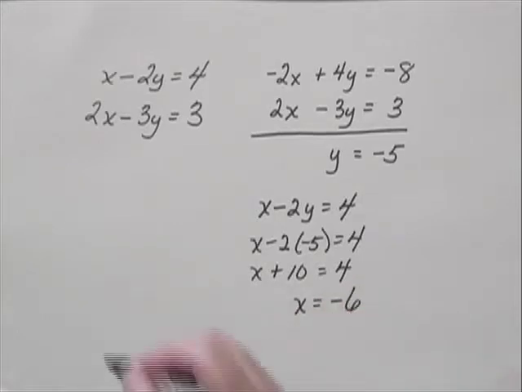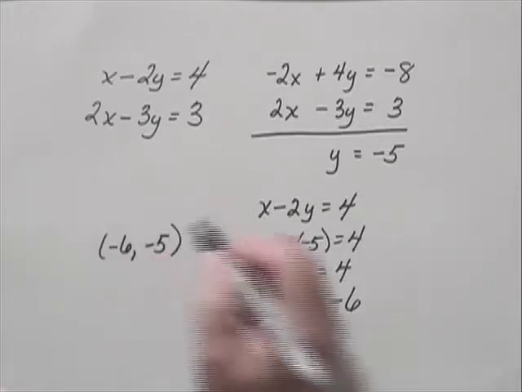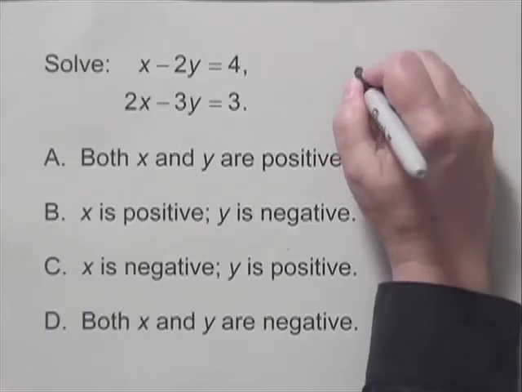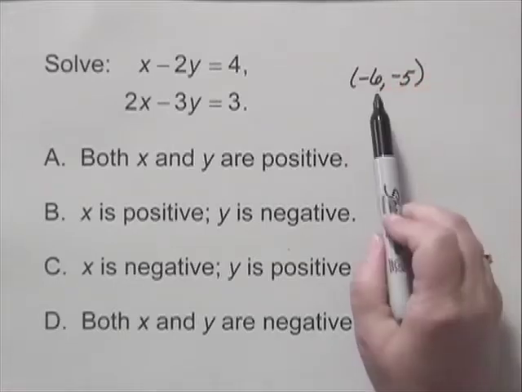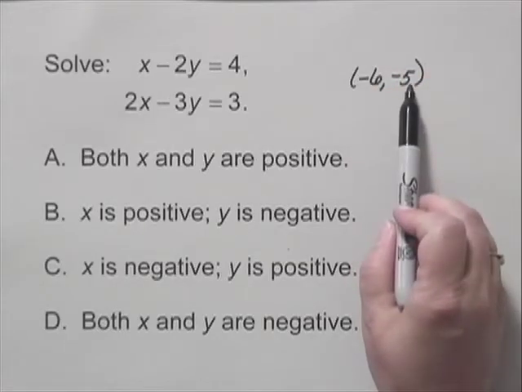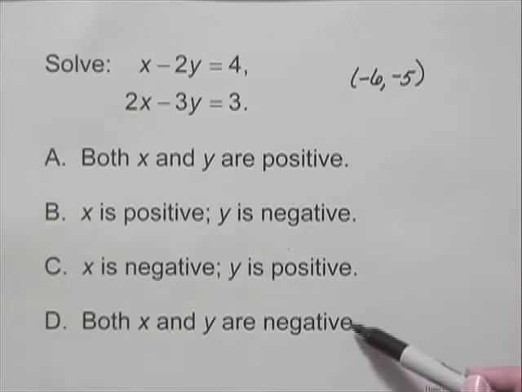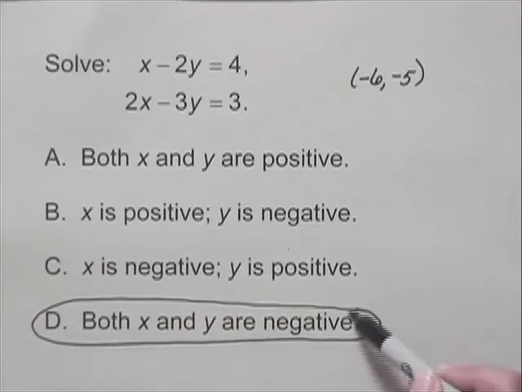So the ordered pair, or the solution, is -6, -5. Now let's write that over here. The solution was -6, -5. You'll note that both the x and the y are negative, and that description is given as D. So D is the correct answer.